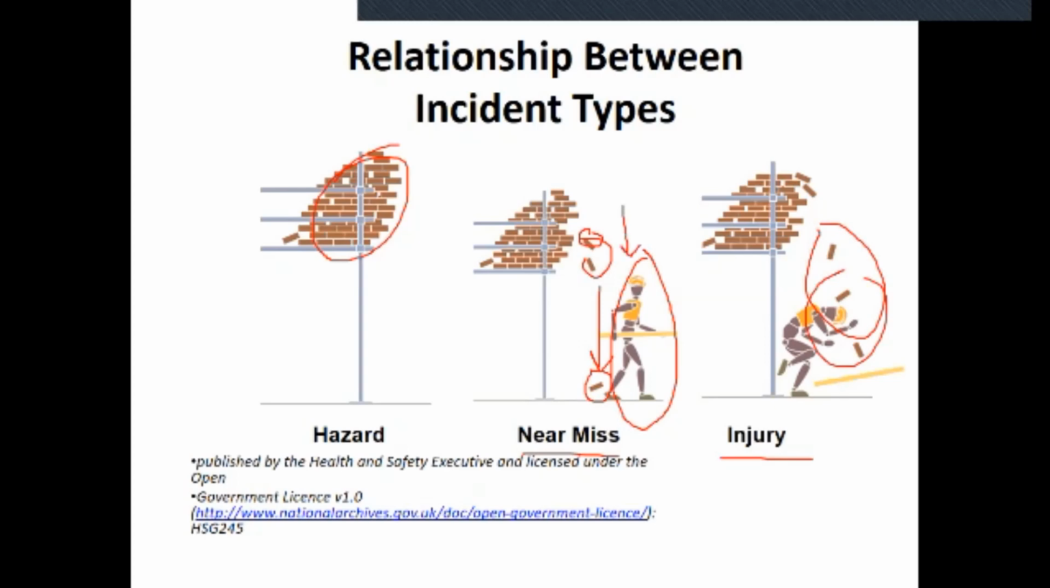This is known as a hazard. Hazard is simply all ladders, knife, hammer, bricks, these are all hazards. Okay, these are known as the risks. Here this guy is fallen on, so the risk is happening here, this is injured, but this is known as the near miss, nothing is happening. Okay, this is known as the relationship between the incident types.